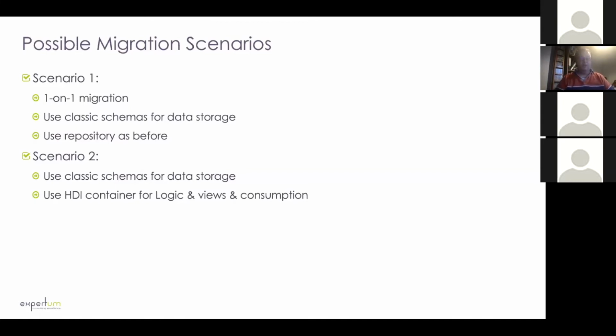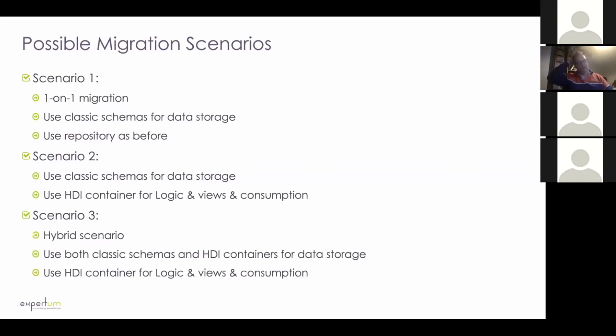So I think you should keep your data in your classic schemas just as it is, so that everybody can share that, and use the HDI container just for logic, views, and the consumption of your views. This way, there is no big data stored in your container, and all your logic can still be done within every developer's container. So it makes it much more flexible to use.